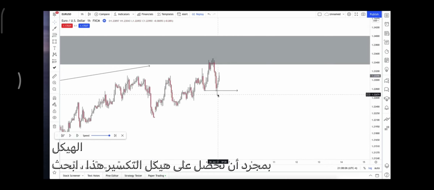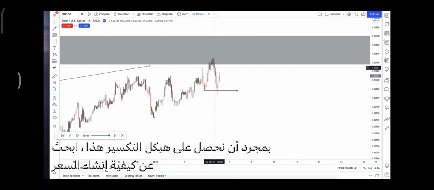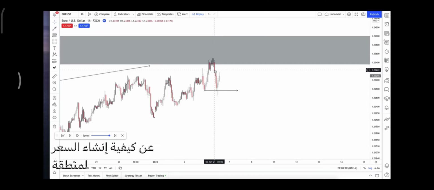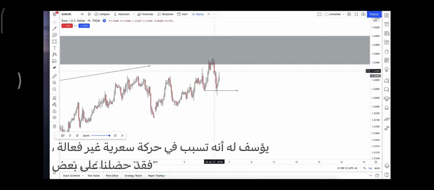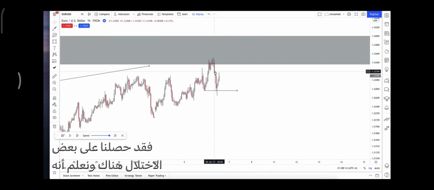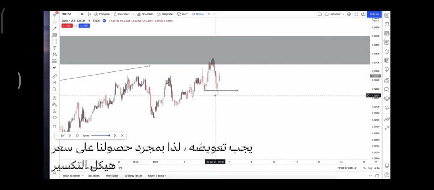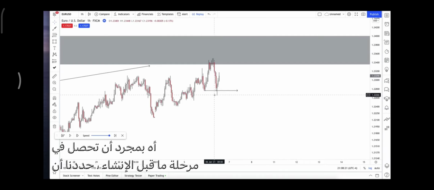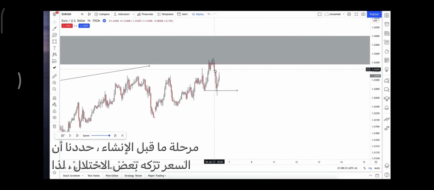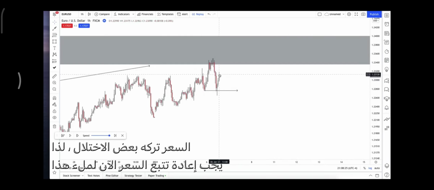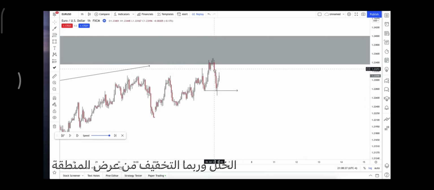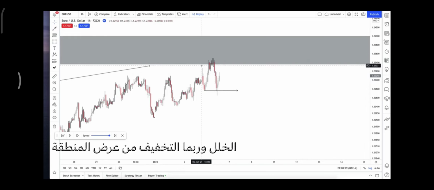Once we got that breaker structure, notice how price created some inefficient price action. We've got some imbalance right there that we know needs to be filled in. So once we got that breaker structure, we have identified that price left over some imbalance. So price now must retrace to fill in that imbalance and potentially mitigate this area of supply.